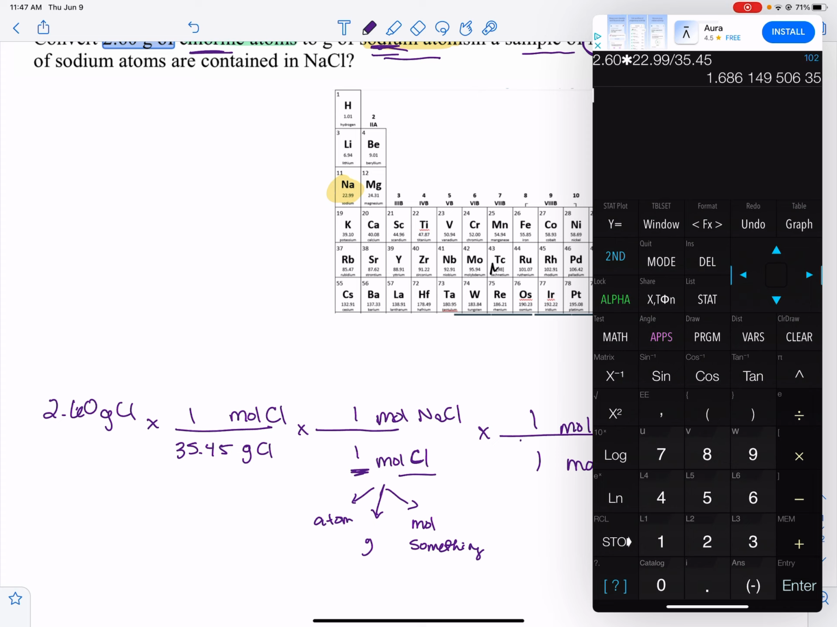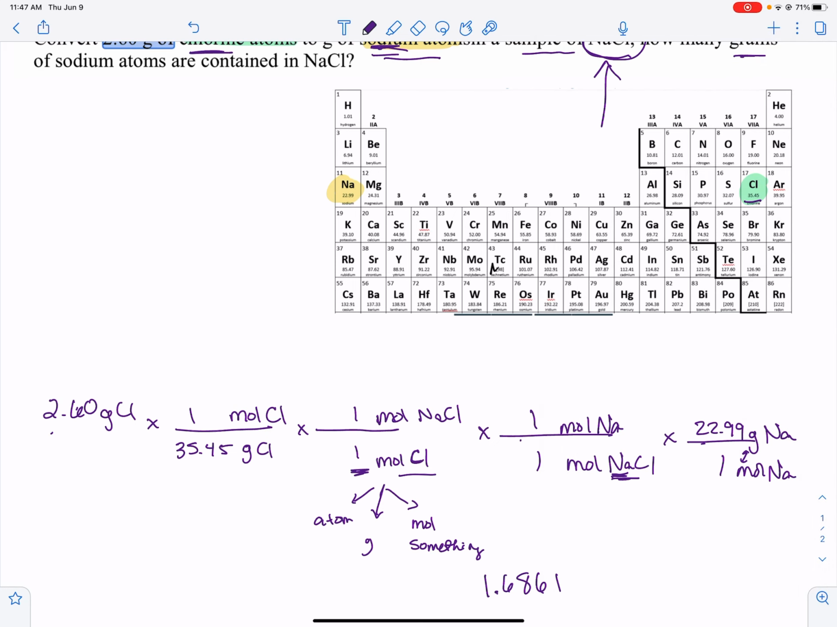So when I solve that, it's going to give me 1.6861. Notice that I have 1, 2, 3 sig figs. So that's going to have me having to bump that number up so that my actual answer is 1.69 grams of Na.